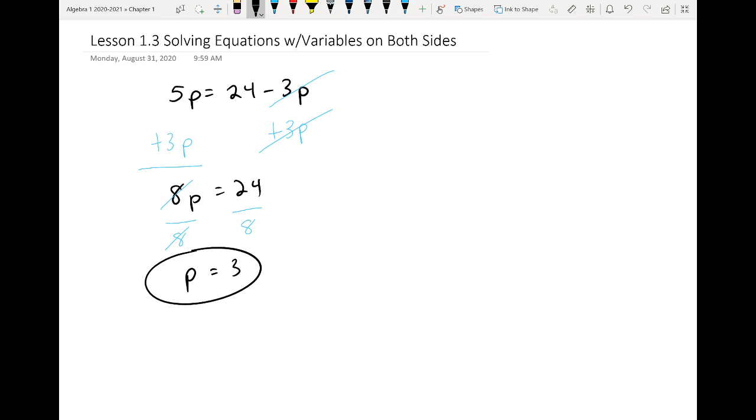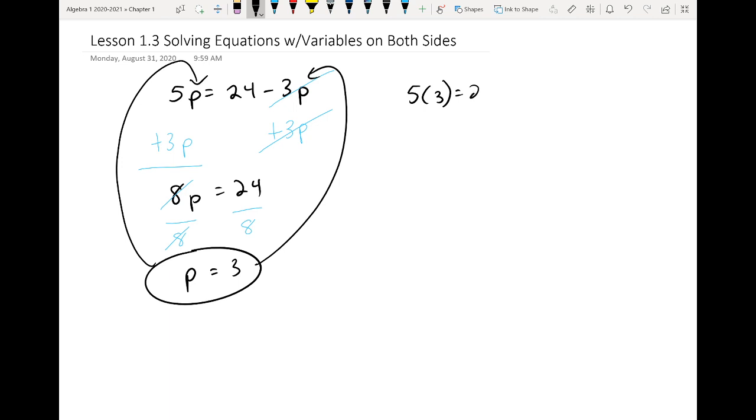In order to check, all you're going to do is go back to the original equation and substitute in that 3 for the p in both cases. So 5 times 3 is equal to 24 minus 3 times 3. I want you to notice that when I substitute in a variable, I put the substituted value in parentheses, and I strongly suggest that you do that. That's going to allow you to make fewer mistakes. It's commonly done, and you can't really have too many parentheses.